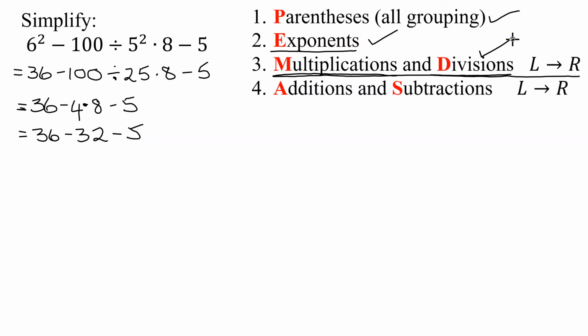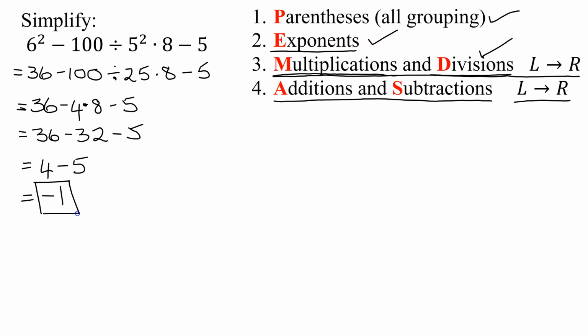So now I've done all the multiplications and divisions, and now the last step is addition and subtractions working from left to right. So the first thing I'm going to do is 36 minus 32, which is 4. So I'm going to get 4 minus 5. And now my last step, what is 4 minus 5? That is a negative 1. So that is my answer.